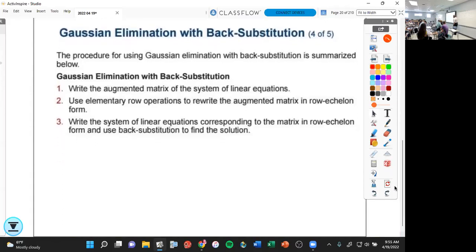I said okay. The procedure for using Gaussian elimination with back substitution is summarized below. Gaussian elimination with back substitution. Number 1, write the augmented matrix. Step number 2, use elementary row operations to rewrite the augmented matrix in row echelon form. Step number 3, write the system of linear equations corresponding to the matrix in row echelon form and use back substitution. That's it.